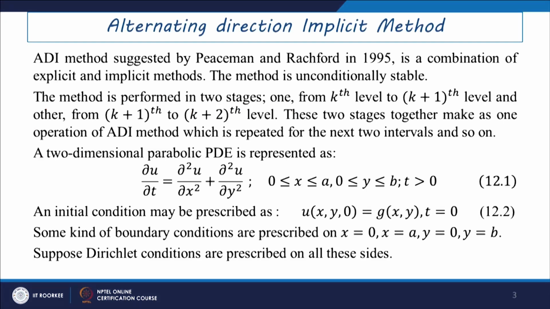Specifically, this parabolic equation is written in the form del u by del t equals del square u by del x square plus del square u by del y square, where we have prescribed boundary conditions at x equals 0 and x equals a, the last boundary of x, and y equals 0 and y equals b, that is, the first boundary along the y axis and the last boundary along the y axis.